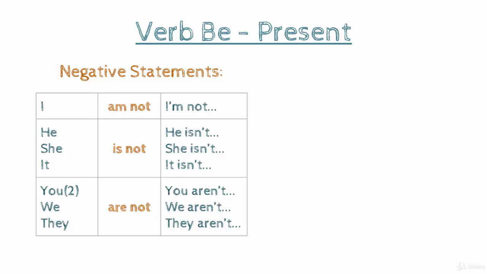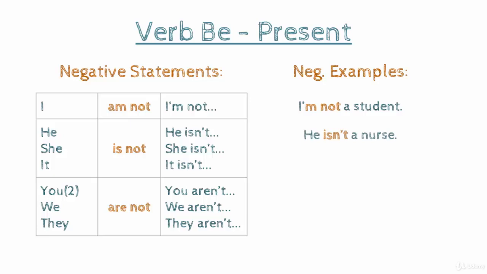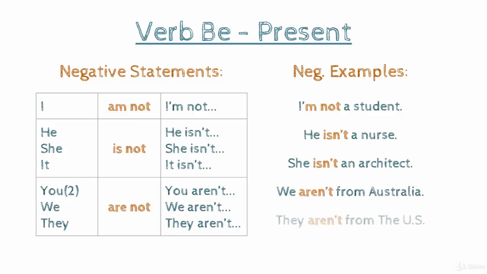Now let's see some examples. I'm not a student. He isn't a nurse. She isn't an architect. We aren't from Australia. They aren't from the US. You can repeat after me.